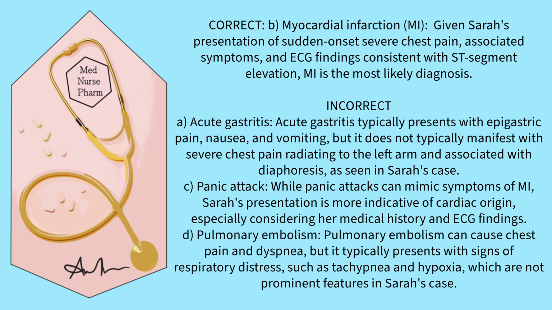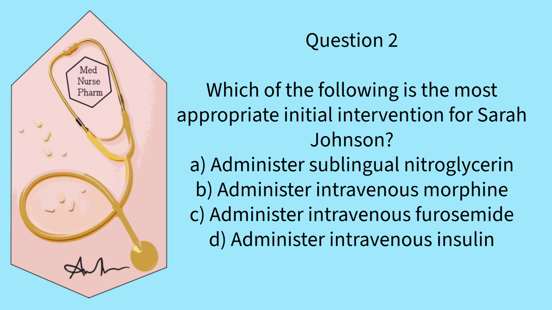Given Sarah's presentation of sudden onset severe chest pain, associated symptoms, and ECG finding consistent with ST segment elevation, MI is most likely the diagnosis. You can pause the video and go through the incorrect options. Question 2. Which of the following is the most appropriate initial intervention for Sarah Johnson? Administer sublingual nitroglycerin, administer IV morphine, administer IV furosemide, administer IV insulin.